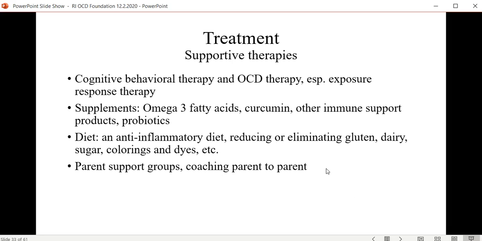Support and therapy, I mentioned exposure. You can do cognitive work for your anxiety, especially separation issues. Supplements, I won't get into much, but some are used. Not all of them are directly helpful, but there are things like curcumin, which is known to be immune support. I am a big fan of probiotics, and high dose omega-3 is anti-inflammatory, but it doesn't always translate to treating the PANS on its own. It's supplemental. An anti-inflammatory diet is often mentioned, reducing gluten, dairy, sugar, colorants, dyes, all the things that have been identified for this. Parent coaching and support.